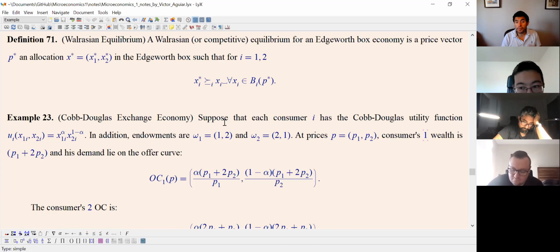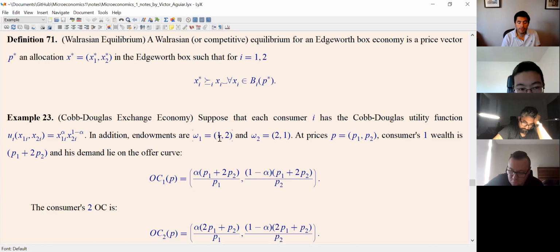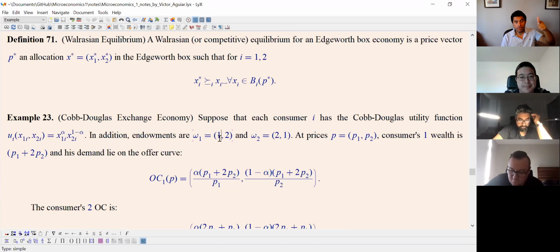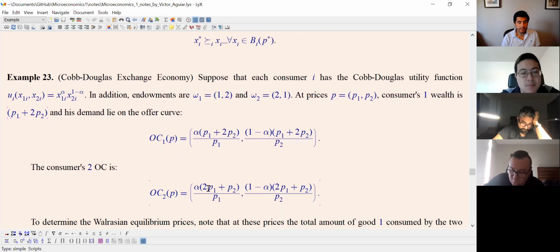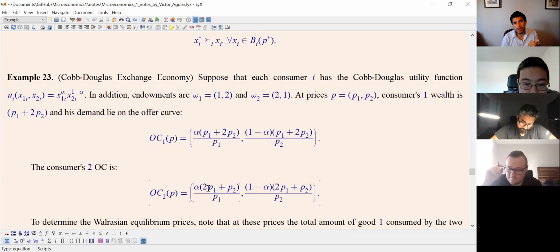So let's compute the wealth according to these prices of individual one. What is the endowment of individual one? One apple, two oranges. So what is the price of one apple? P1. What is the price of oranges? P2. What is the income of individual one? P1 plus 2P2. Okay. Now, what is the income of individual two? It is 2P1, right? Plus 1P2. Got it? Now, I'm going to introduce this object, which is very cool, which is called the offer curve.